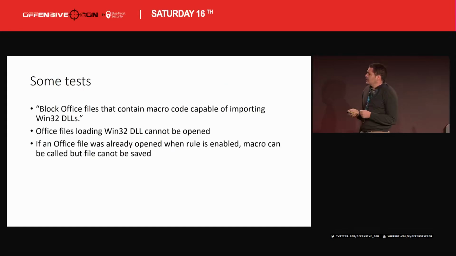Now, this rule behaves in a bit of a strange fashion. For example, if you have a document which calls Win32 DLL, you won't be able to open it. It's not just during the macro execution that it will block. You cannot just open the document. If the document is already open, you can execute the macro, but you will not be able to save the document. So when you think about that, you guess, okay, this is static analysis, not dynamic. So you can find a way to bypass that easily.